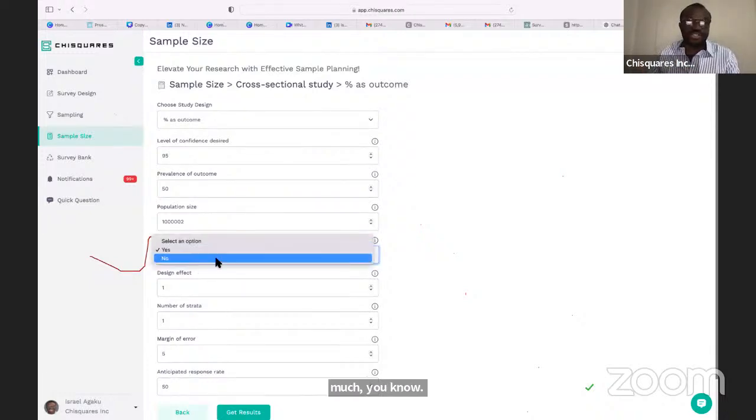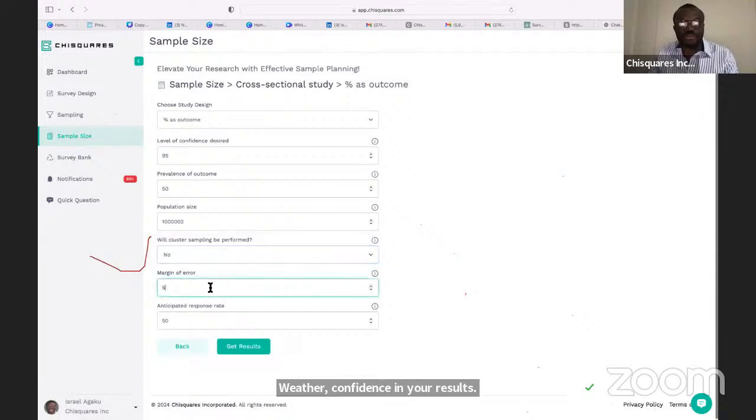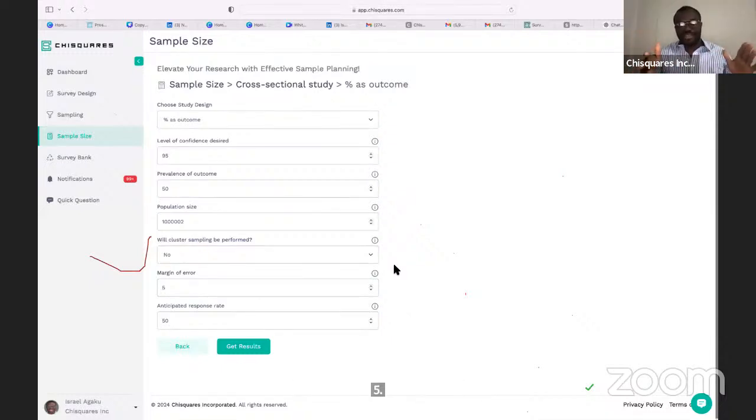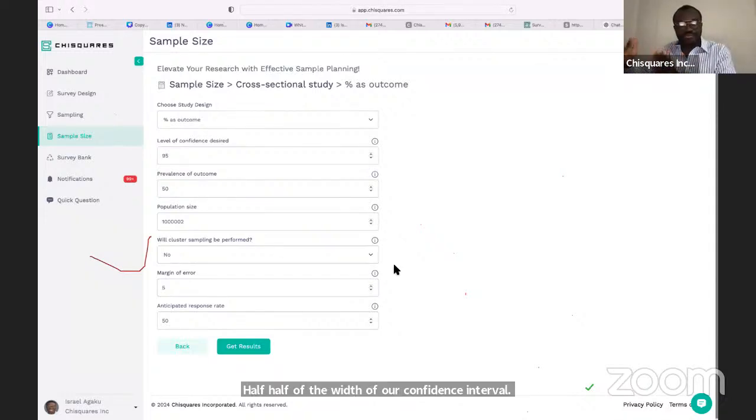But let's say we're just doing a simple random sample. We provide a margin of error of 5. The margin of error is half of the width of our confidence interval. So the confidence interval divided by 2, and that's what the margin of error is. So that implies that if you want confidence intervals that are very tight, you're going to have a smaller margin of error.